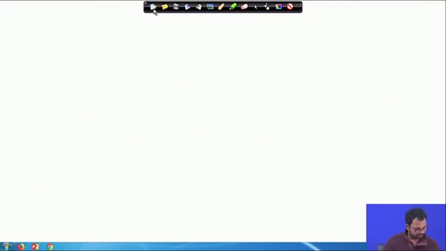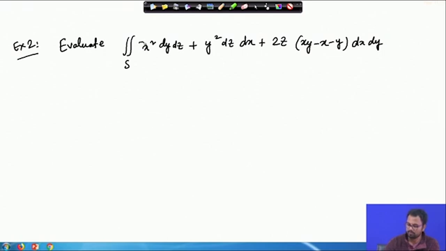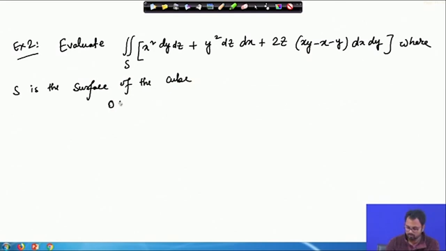So, let me consider another example, example 2, I guess. Evaluate the surface integral x square dy dz plus y square dz dx plus 2z times xy minus x minus y dx dy, where S is the surface of the cube, 0 less or equal to x less or equal to 1, 0 less or equal to y less or equal to 1, and 0 less or equal to z less or equal to 1.